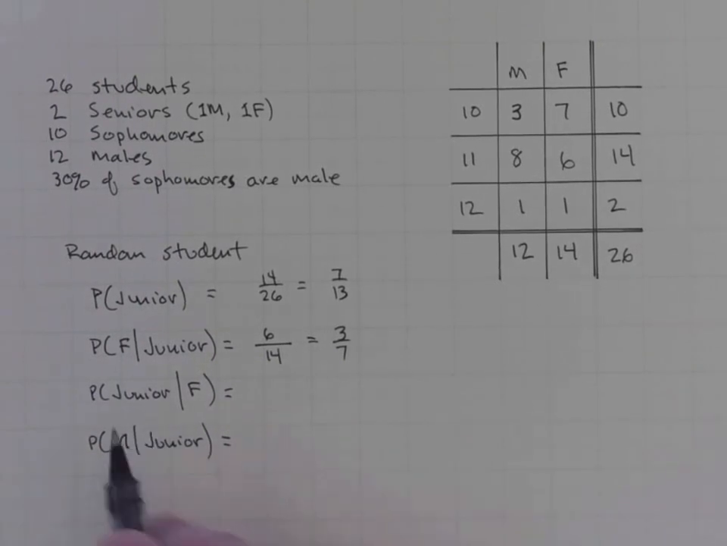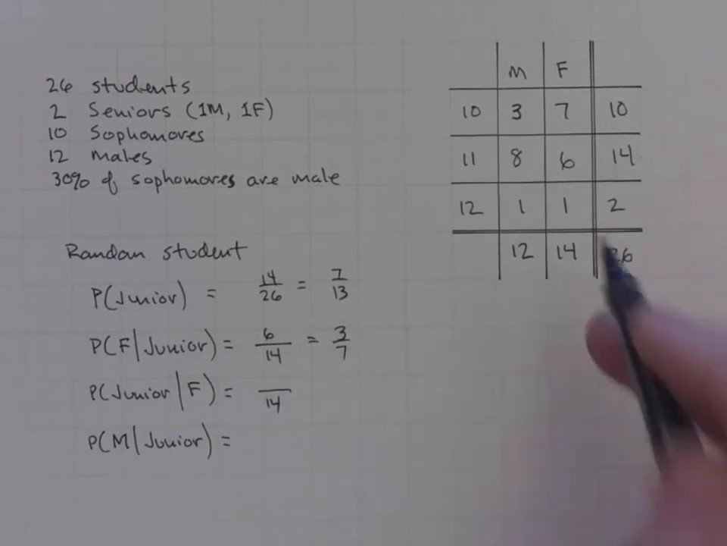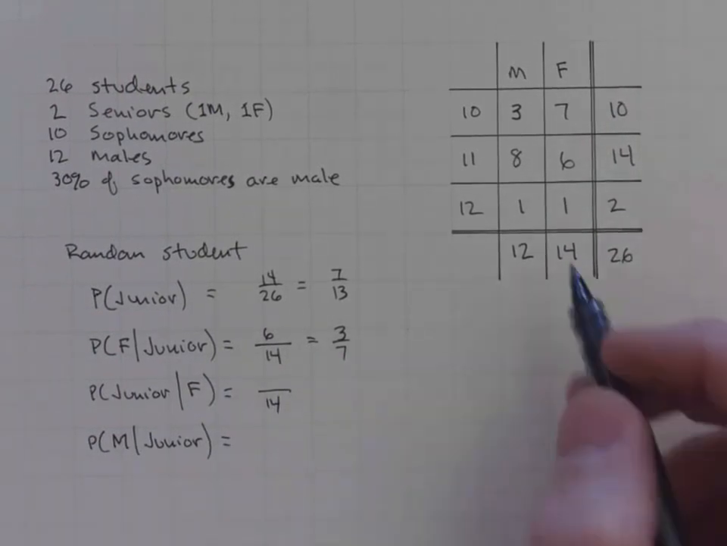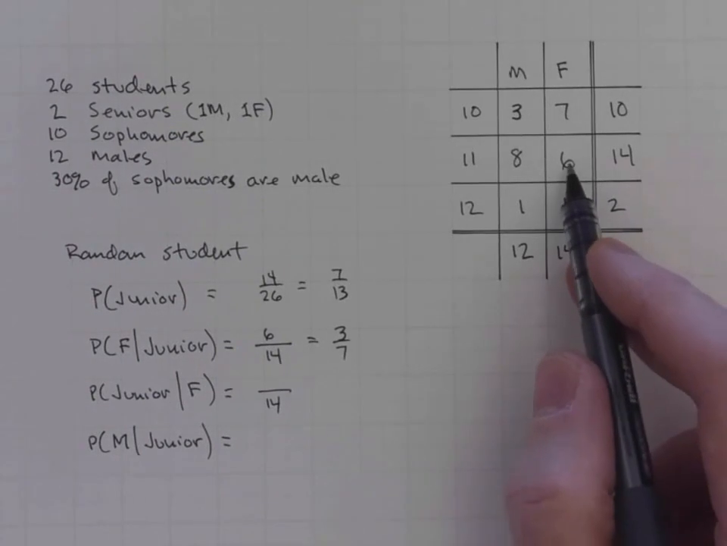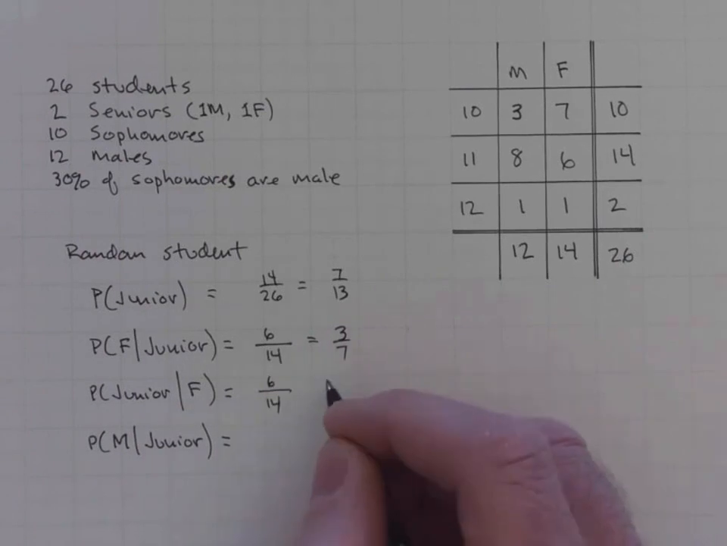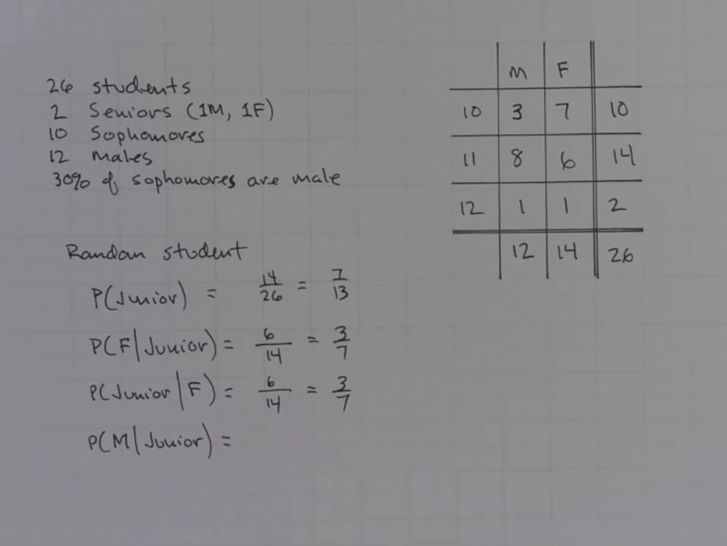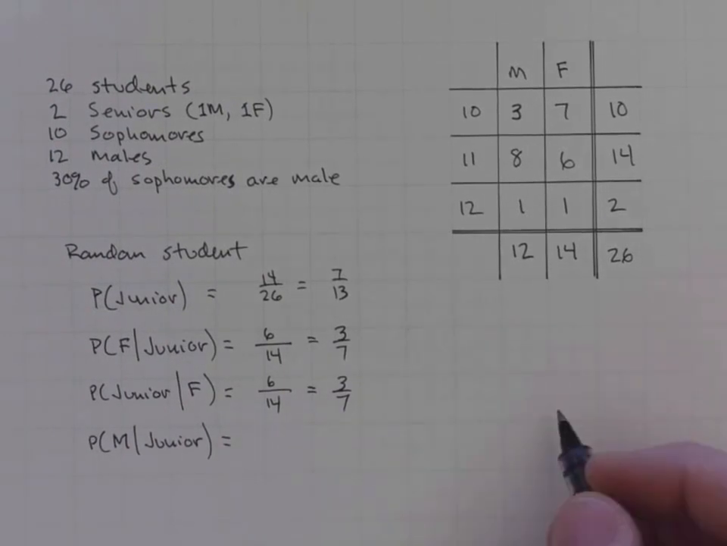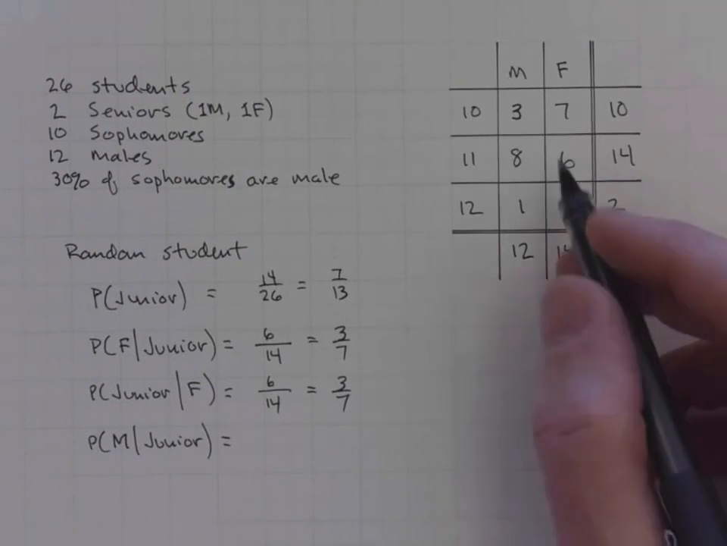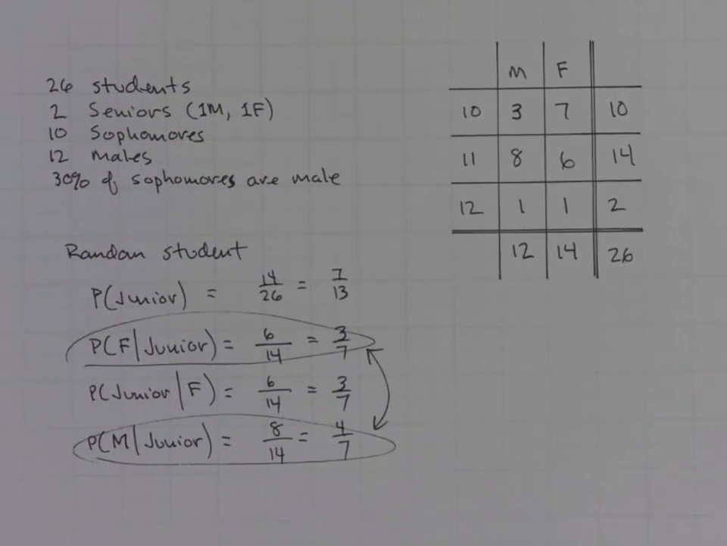Probability that somebody's a junior given that they're a female. Well, let's see, we got 14 females. It's a different 14 from that one. It happens to be the same number. And of those 14 females, how many are juniors? It looks like it's 6. And so this is also 3/7. These are not necessarily going to agree, as we saw a short while ago, but in this case they happen to. And finally, just for kicks, what's the probability somebody's a male given that they're a junior? Well, let's see, we got 14 juniors, of whom 8 are male, so that's going to be 4/7. Here endeth the lesson.